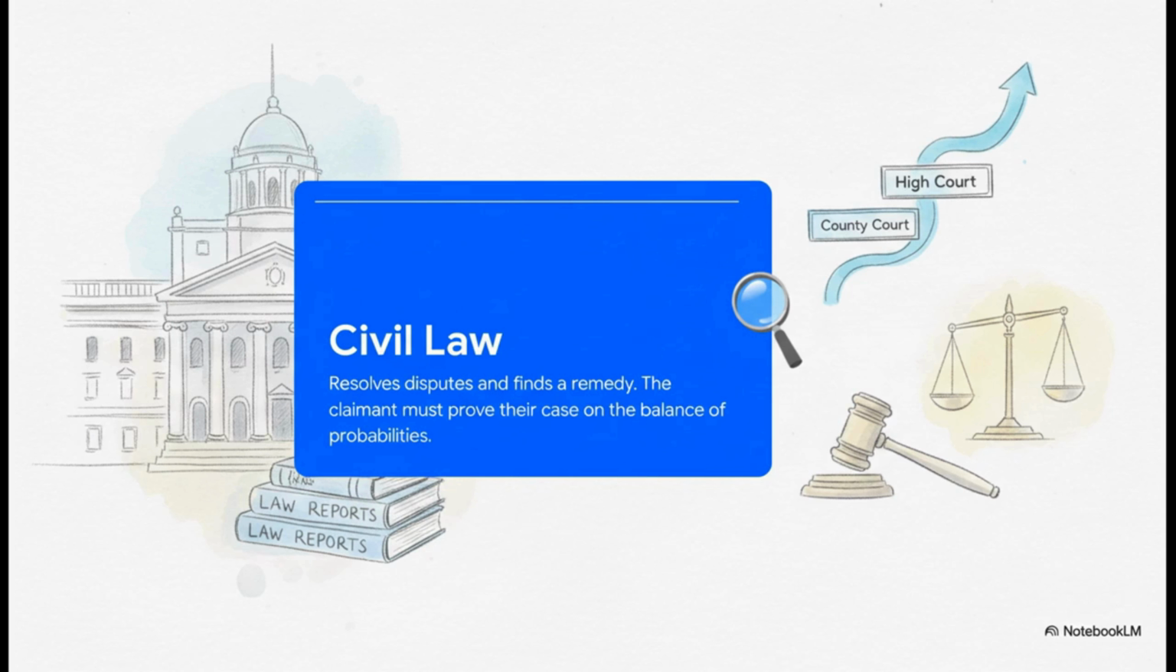See, in a civil case, it's a claimant versus a defendant, not the state prosecuting someone. The whole point isn't to punish, it's to find a remedy, which usually means money, right? That's why the standard of proof is what we call the balance of probabilities. The claimant just has to show their side of the story is more likely true than not. It's a lower bar, and that makes perfect sense when you think about it. We're not talking about taking away someone's freedom here. We're trying to find a fair solution to a private dispute.